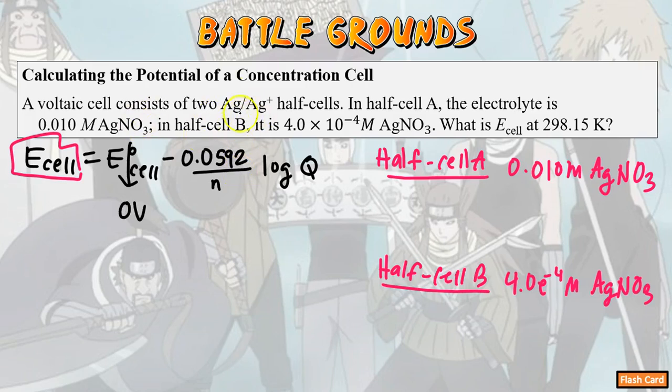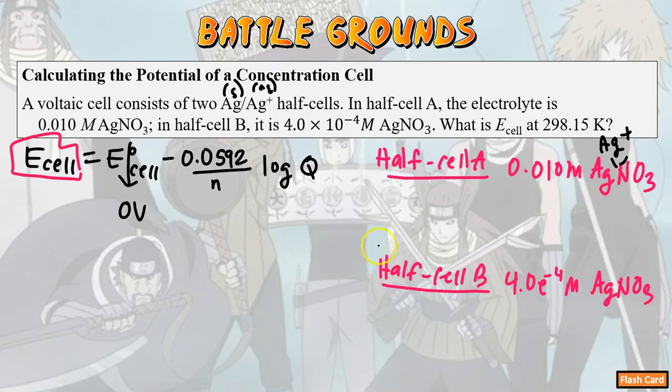We know our voltaic cell is going to consist of the silver and, of course, silver ions. So this is going to be our solid here, and this is going to be our aqueous. They told us that in half cell A, we have a concentration of 0.010 molar of AgNO3. Of course, our NO3 minus is not something we're focusing on, so when we dissociate this, we're mainly focused on our Ag+. And then half cell B has an Ag+ concentration of 4.0 times 10 to the negative 4 molar. So obviously half cell B has a lower concentration of silver ions than half cell A.